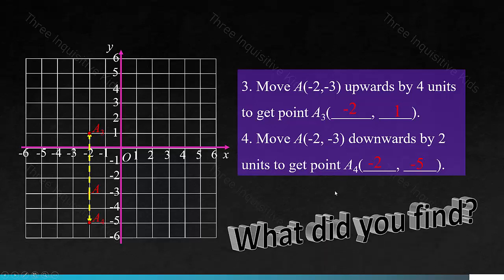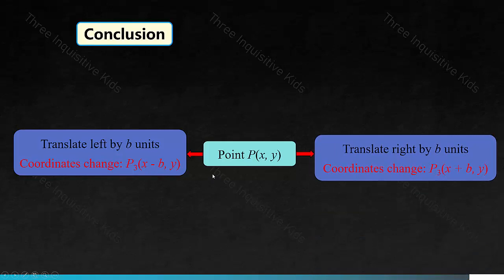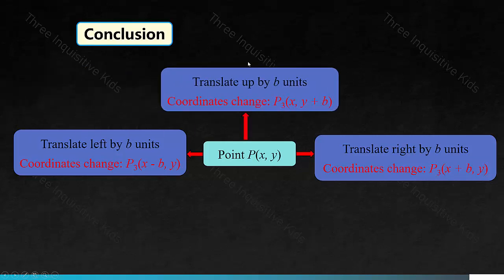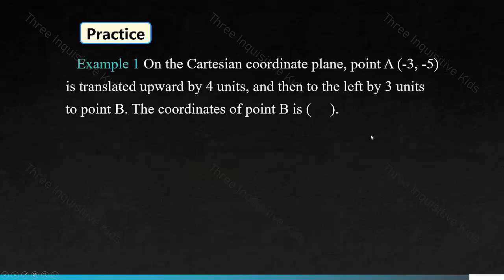What did you find after translating? When you translate a point to the left by a certain number of units, the x coordinate changes: (x - b, y). When you translate it to the right, you are still changing the x coordinate: (x + b, y). When you move it upwards, you are changing the y coordinate, which becomes (x, y + b). And when you translate the point downwards, it's the exact opposite: (x, y - b). So that's a pattern we can find after what we just did.